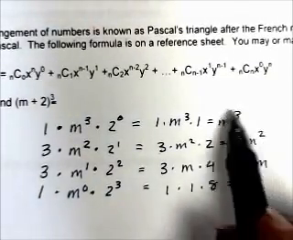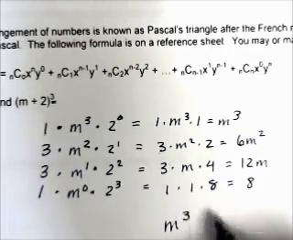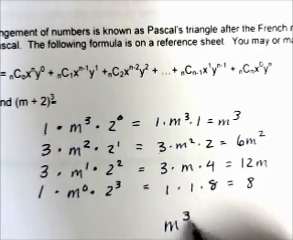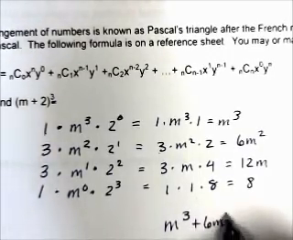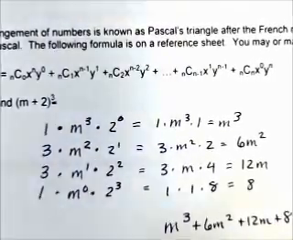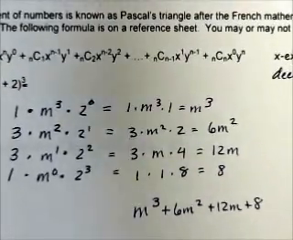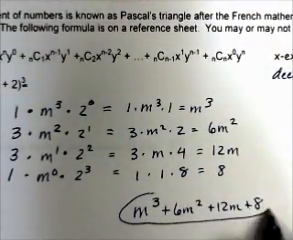So here are our 4 terms that result. So let's list them. Write them as the polynomial m to the third plus 6m squared plus 12m plus 8. So m plus 2 raised to the third power expands to this 4-term polynomial.